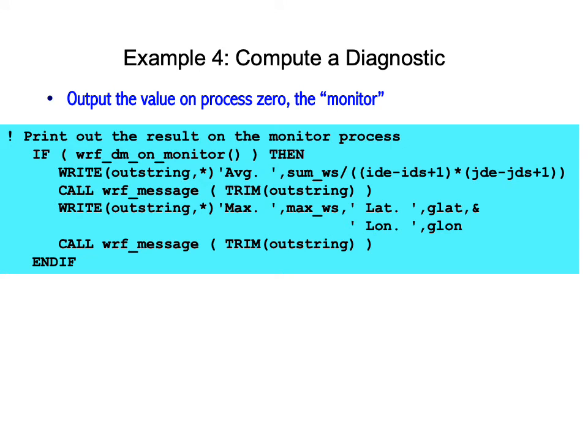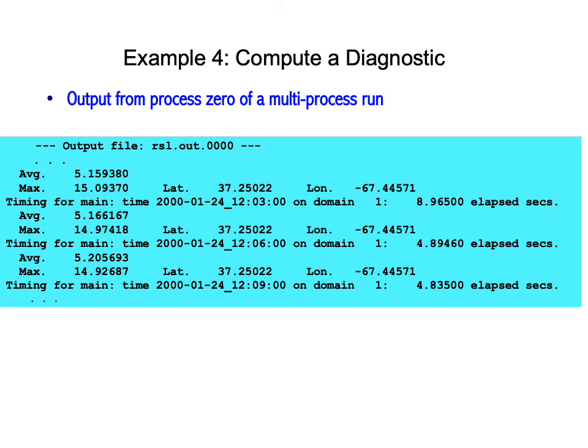The last step is now we just output that. If we happen to be on the monitor process, and that's again a function inside of the WRF model, then we can just output, here's what the average value is, here's what the maximum value is, and the latitude and longitude. What that would look like in the RSL output file is, as we would expect, the average value and the maximum, and then the lat-lon location of that maximum value for the 10-meter wind speed.